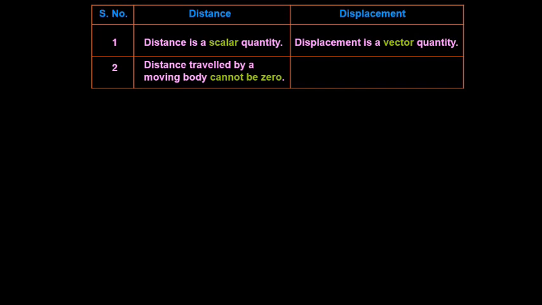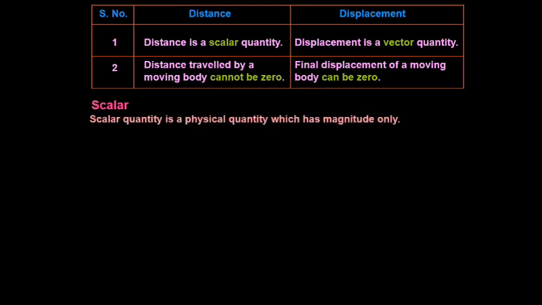Number 2, distance traveled. The distance traveled by a moving body cannot be 0. So if a body changes its position, then its displacement can be 0, but distance cannot be 0. Can you guess what example I told you? That is the circular path one. Yes, right, you likely guessed.